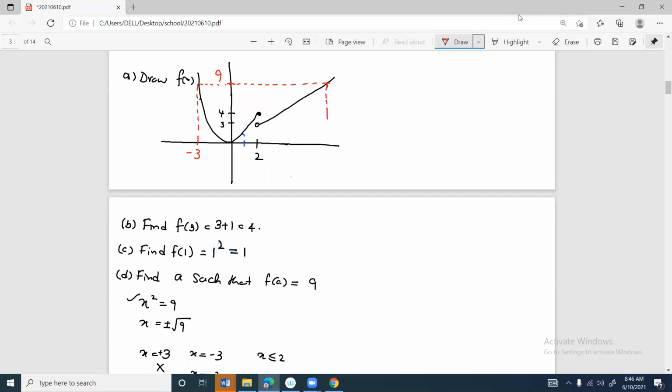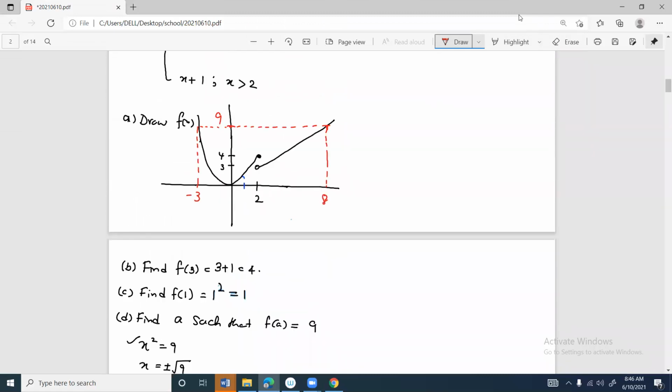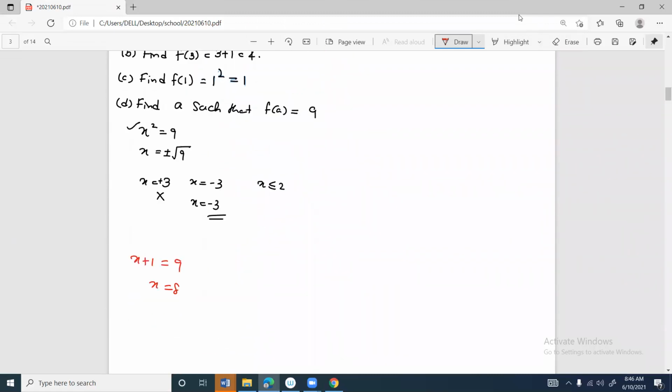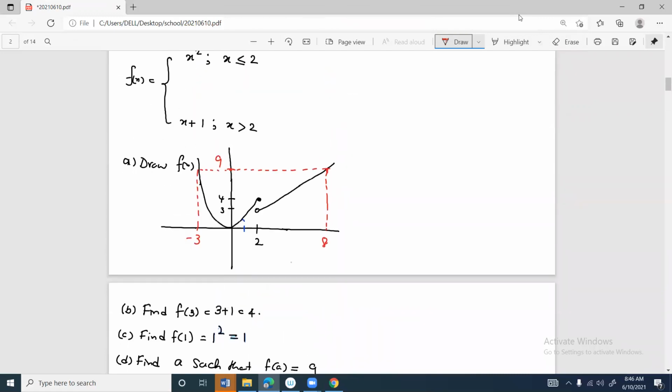So it's more than 2. This is the answer for what you obtain over here, x equals 8. Then what are the solutions? Solutions are x equals minus 3 and x equals 8. That's a way of getting a solution for this. That is the way of understanding this kind of situation.